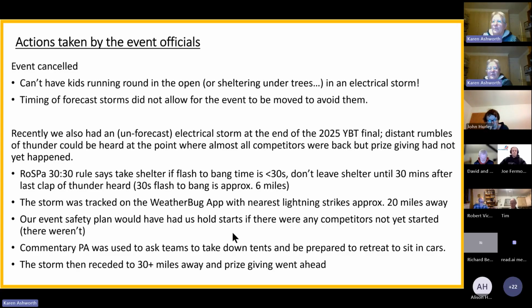Our event safety plan would have had us hold the starts if there were any competitors not yet started, but there weren't. So what we decided to do was use the commentary PA system to ask teams to take down their tents and be prepared to retreat and sit in cars. And we continued tracking the storm, and it receded further away. So the nearest lightning strikes were now more than 30 miles away, and the prize giving then went ahead without any issues.